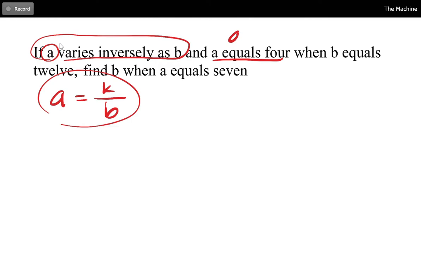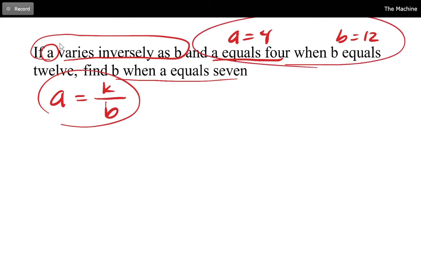And A equals 4. That would be like this. A equals 4. When B equals 12, so B is equal to 12. That's the group that goes together. Find B then when A is equal to 7. So this is the known here, and I got to use it to find the unknown. But the first thing I have to do is I have to find my constant. So I replace my A and B with what I know that they are. A was 4, and that equals a constant divided by B, which is 12. And we solve for K by multiplying both sides by 12. I get K is equal to 48.